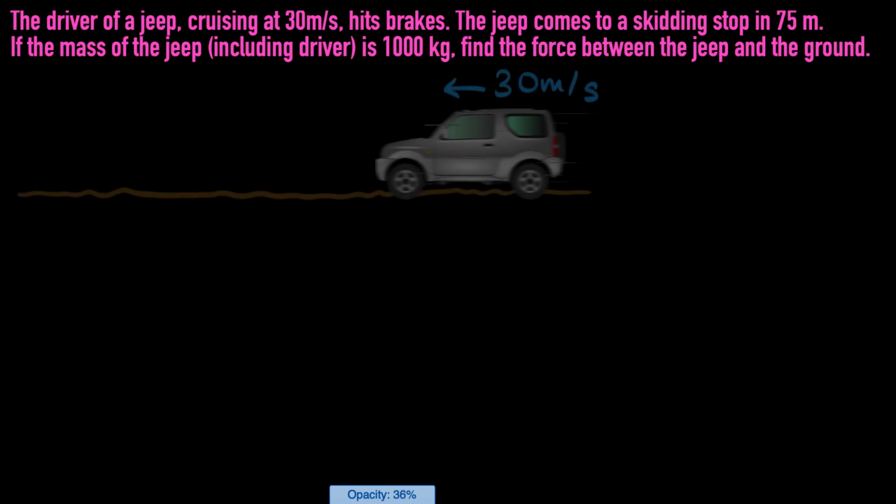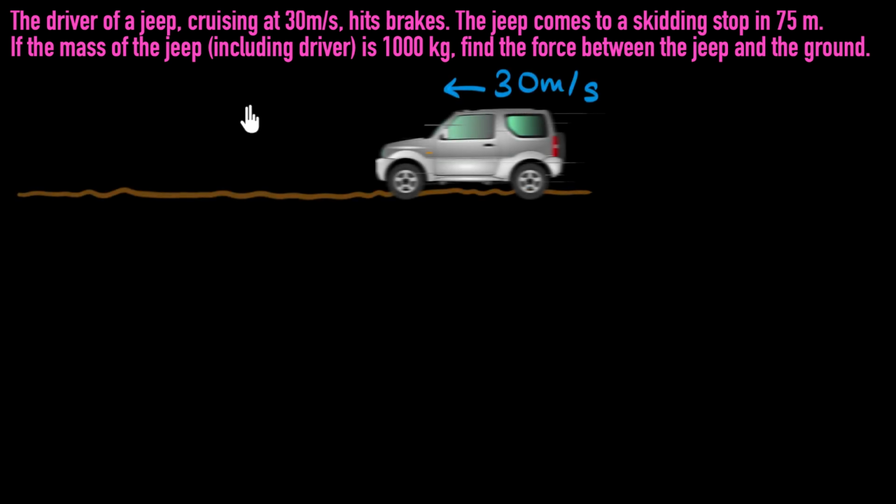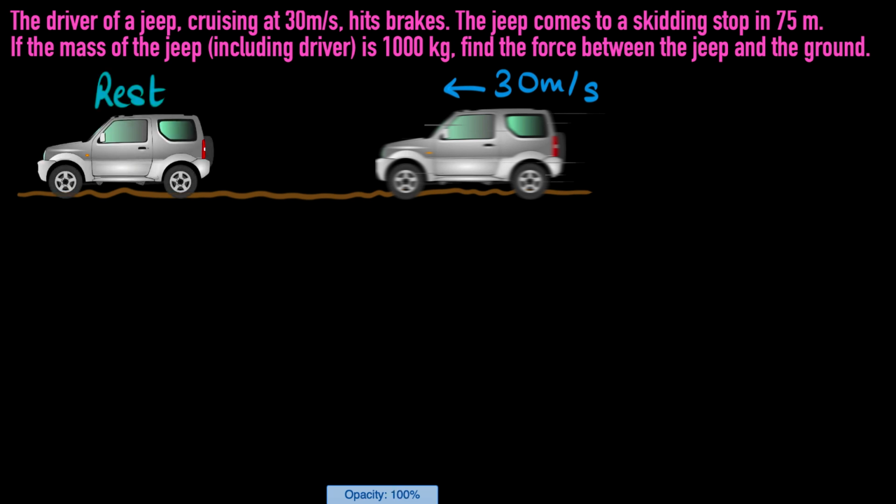So let's say this is our Jeep. Let's imagine it's going to the left at 30 meters per second. The driver hits the brakes, and so the Jeep comes to a skidding stop in 75 meters. So maybe the Jeep goes a little forward and slows down, and then eventually it stops. So finally, it stops and comes to a rest.